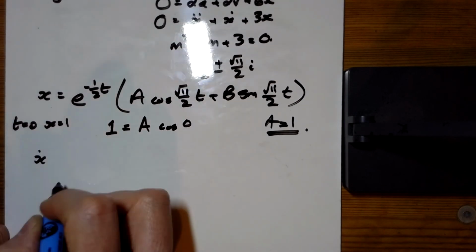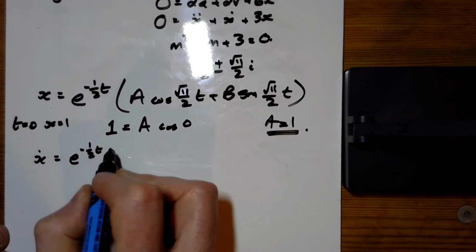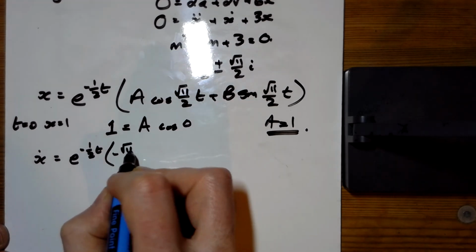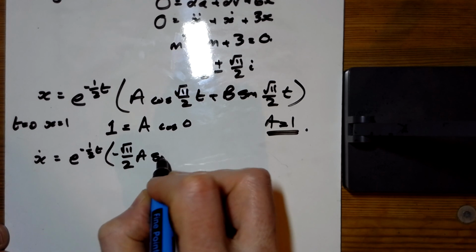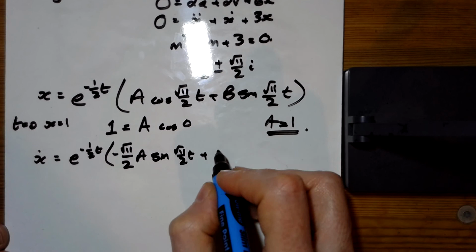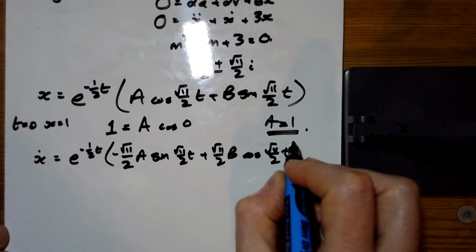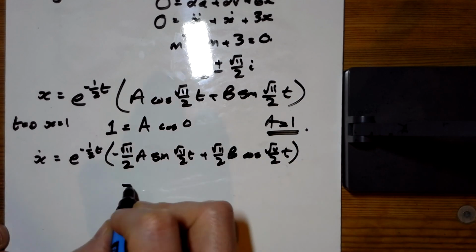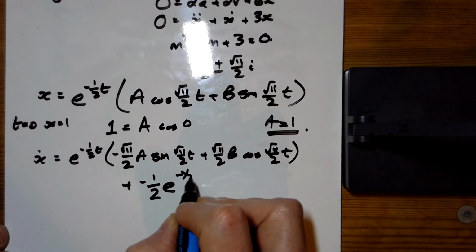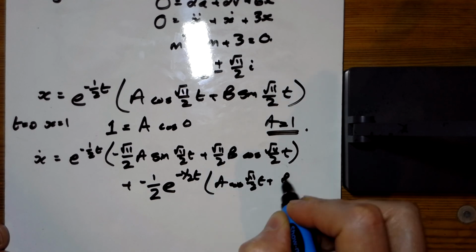Yes, we've got to differentiate this. So differentiating using the product rule, writing the first one down and differentiating the second one. The cos goes to minus root 11 over 2 a sine root 11 over 2 t, plus sine goes to the cos, so root 11 over 2 b cos root 11 over 2 t. And the other way around, plus differentiate this bit here, so that's minus a half e to the minus a half t, and then write this whole thing down. Oh, these are long.